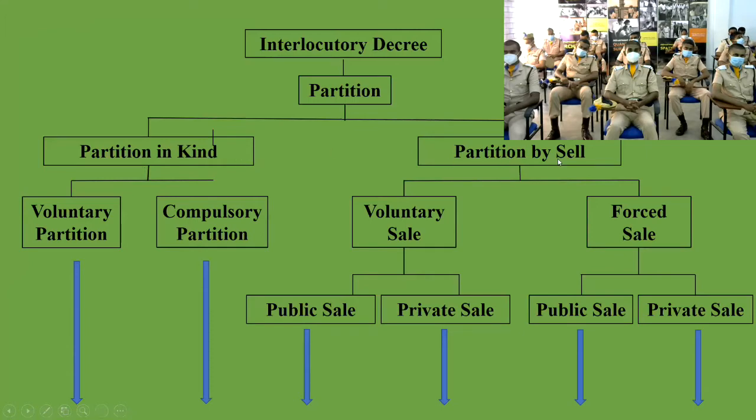Partition in kind means physical partition. Partition by sale means selling. Physical partition is also voluntary partition and compulsory partition. Selling is also voluntary sale and forced sale. Selling is also public and private selling.